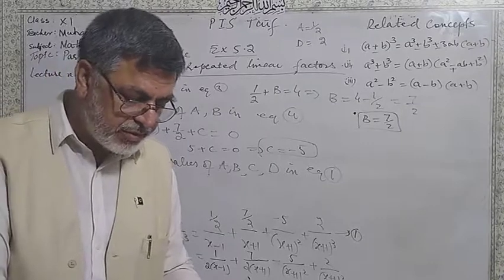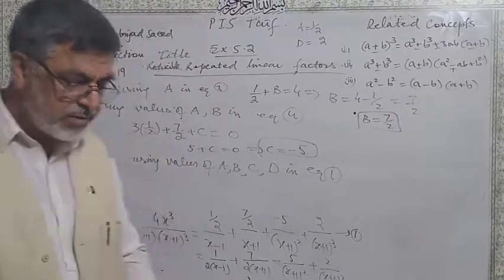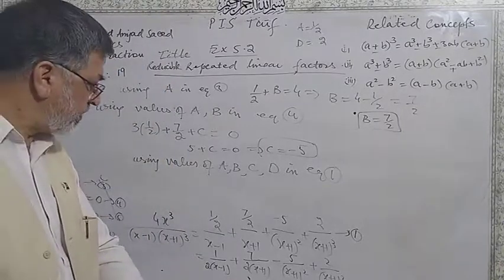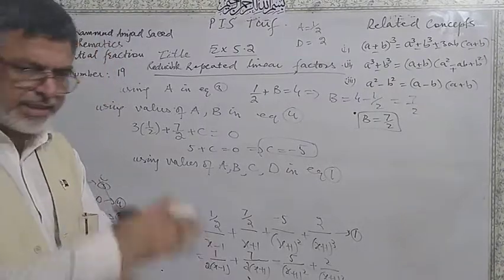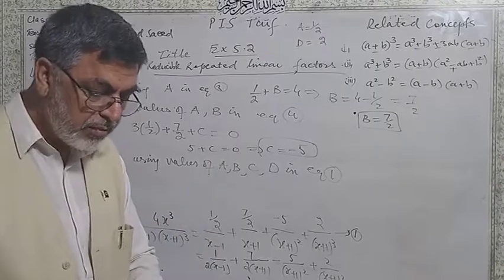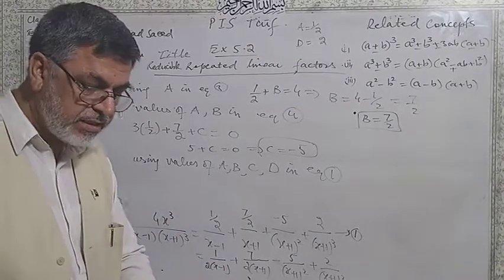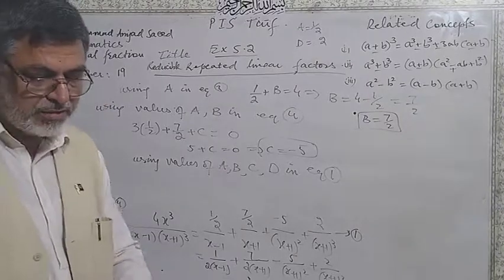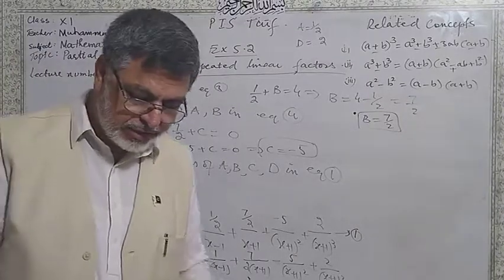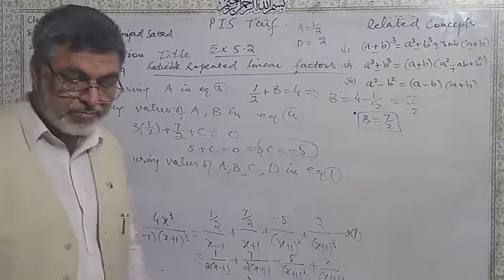Exercise 5.2, question number 10. 2 over x plus 1 power 3. Yes, order is not important. It can come before. Minus 5 over x plus 1 square plus 7 over 2x plus 1, and at the end 1 over 2 into x minus 1. Okay, answer is correct, and that is your question number 10.